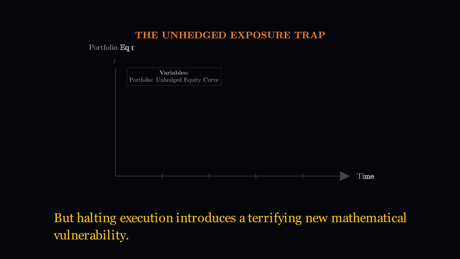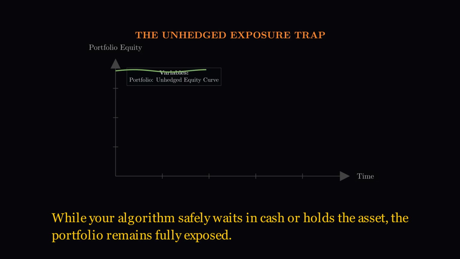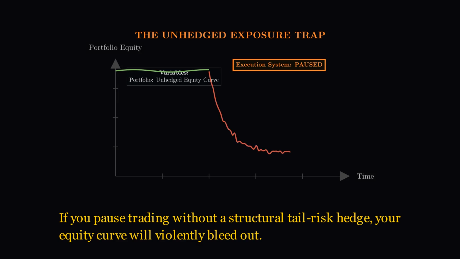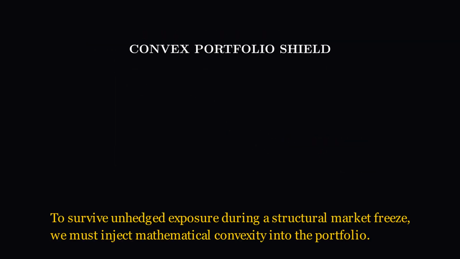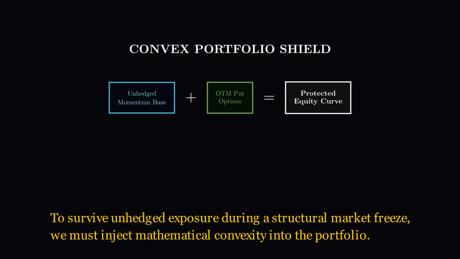But halting execution introduces a terrifying new mathematical vulnerability. While your algorithm safely waits in cash or holds the asset, the portfolio remains fully exposed. If you pause trading without a structural tail risk hedge, your equity curve will violently bleed out. To survive unhedged exposure during a structural market freeze, we must inject mathematical convexity into the portfolio.